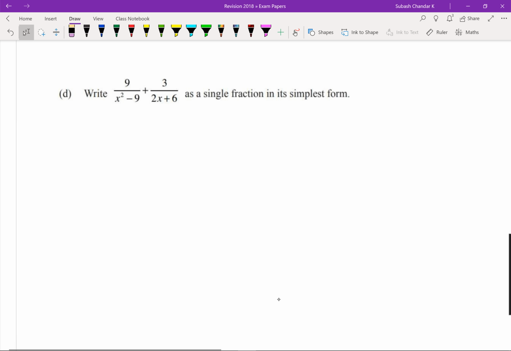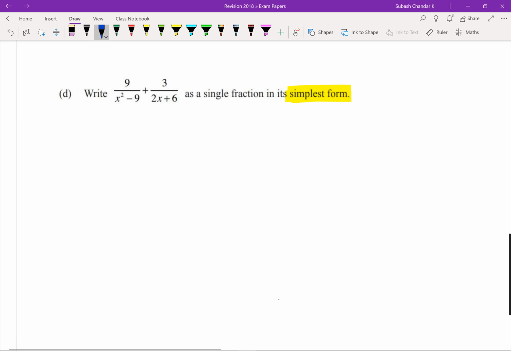Right, with question D, you're asked to write this as a single fraction. The most common mistake that I see people do straight away is cross multiply. And when you cross multiply, you end up with a really, really ugly looking equation. And most importantly, the question is actually asking you to write in its simplest form. So you can't cross multiply and end up with a cubic in the denominator. It's just going to be a pain.